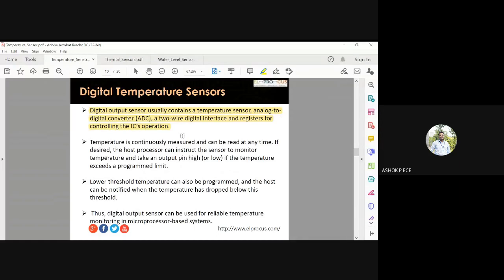Now the output of all the sensors is analog, and analog means the value varies continuously. If a clock in your house displays 35, it doesn't mean it is always exactly 35. The decimal point is not displayed accurately; we just focus on the integer part. It may be 35.1, 35.2, varying continuously. So the output of all the sensors is analog in nature.